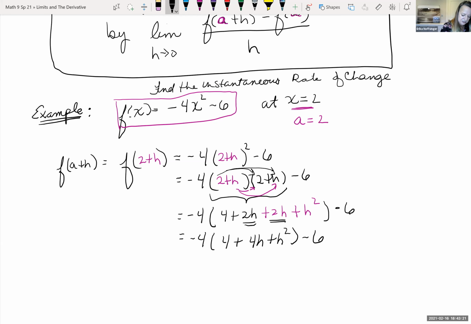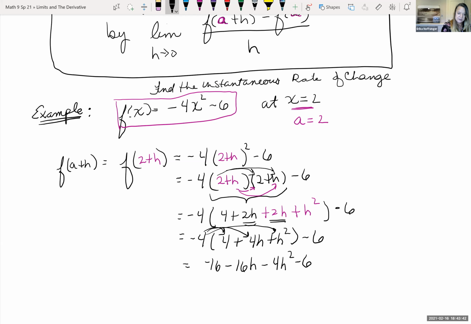So now let's distribute the negative 4. We get negative 4 times 4, so negative 16. Negative 4 times 4h, so minus 16h. Negative 4 times h squared, so minus 4h squared minus 6.